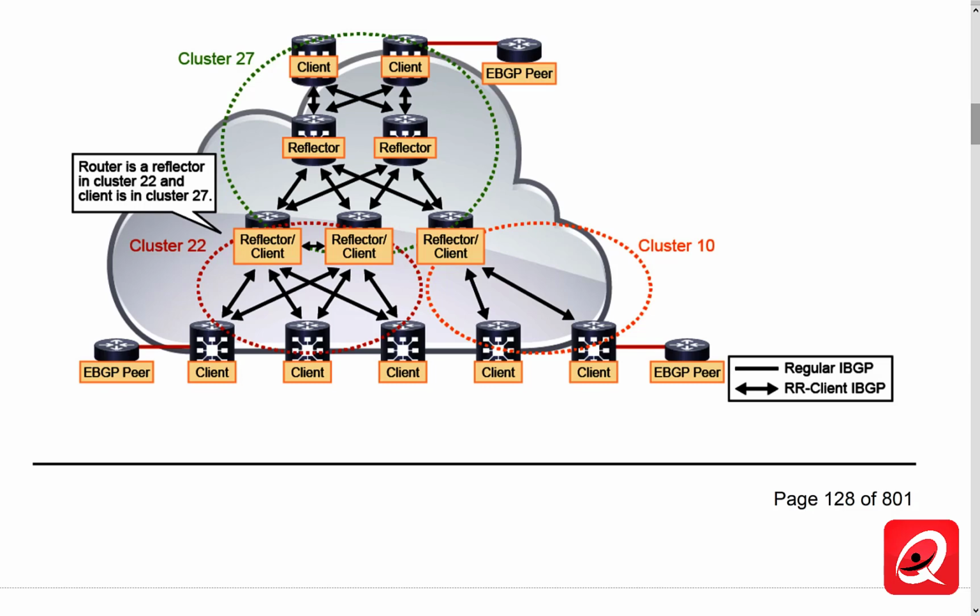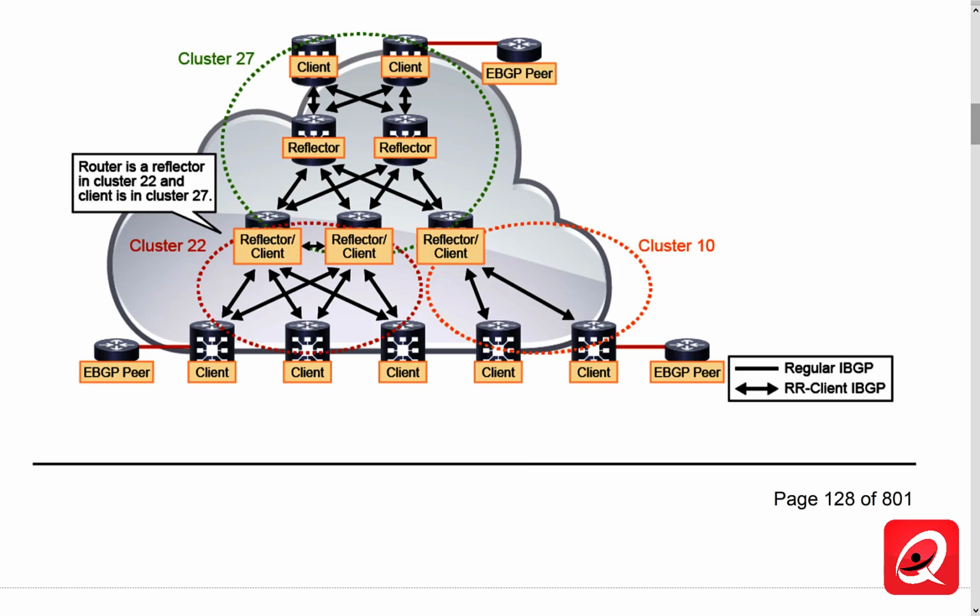So that's the top level. And then the second level of route reflector clusters is built to create that cluster 27. And then we reduce the number of full mesh requirements. So basically, the clients all across the bottom of the diagram here don't have any iBGP peering relationships with each other because they have those peering relationships with the route reflectors themselves.